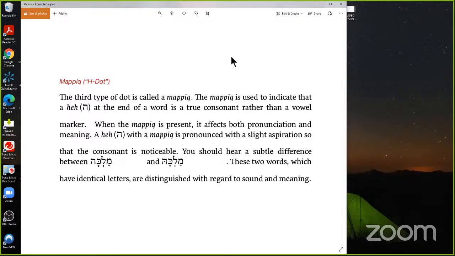Okay. So if they are spelled the same, but they mean something different, can anyone tell me what the first one means? Okay. Malka, which is queen. Malka's queen. How about this one? Malka is the aspiration of the hey. What is this one? Her king. Right. So the dagesh and the hey let you know something.